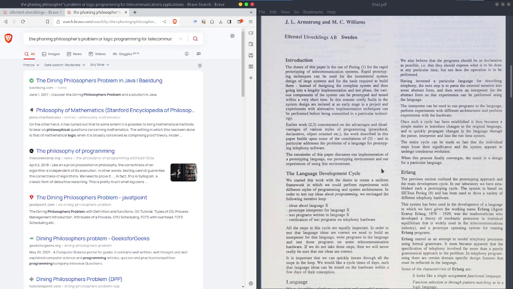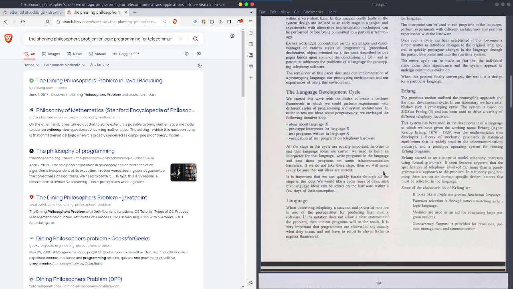The remainder of this paper discusses our implementation of a prototyping language, our prototyping environment, and our experiences of using this environment. Okay. So let's start the main topic of these papers, the language development cycle.